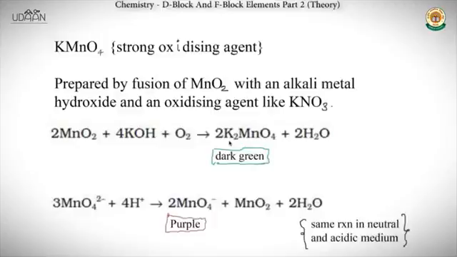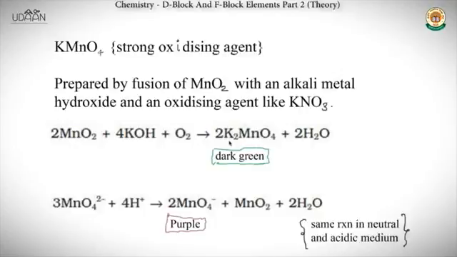Now that we have seen the preparation of K2Cr2O7, we are going to see the series of reactions involved in the preparation of KMnO4, that is potassium permanganate. Potassium permanganate is a strong oxidizing agent, and it is a salt of permanganic acid HMnO4, which is an unstable acid and exists only in solutions.